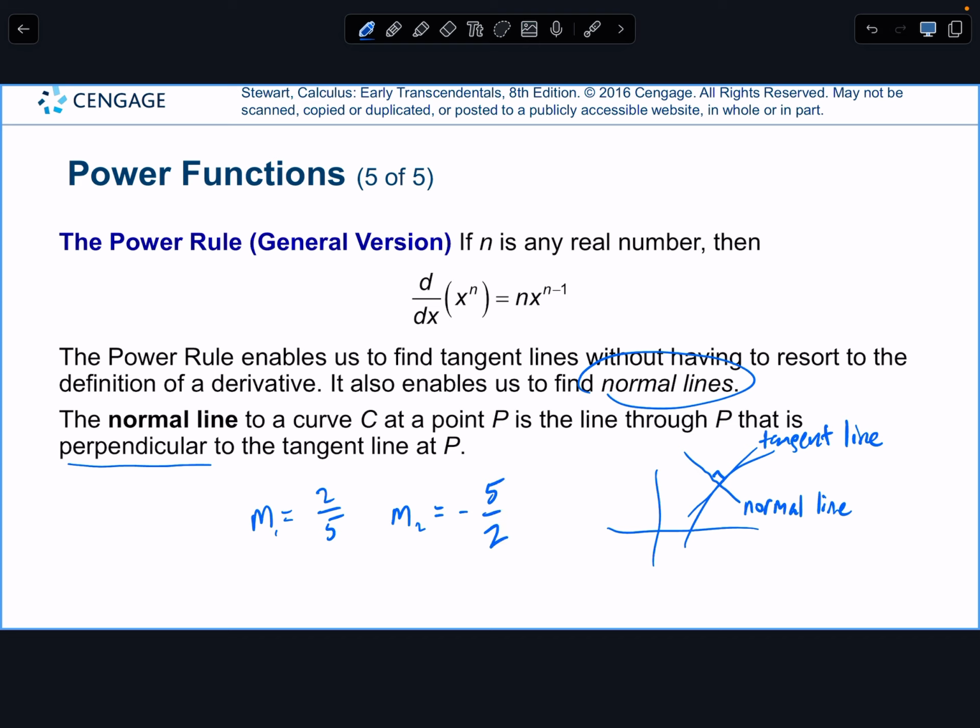Yes, negative 5 over 2. Or do you remember that? The slope of a perpendicular line is the opposite reciprocal of the original line. So that's what we do.